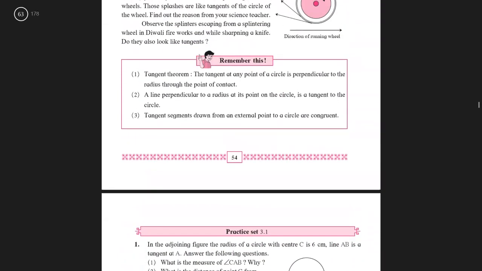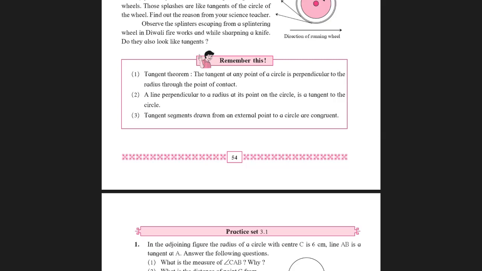before we start with the exercise, there are a few things to remember. Tangent theorem: the tangent at any point of a circle is perpendicular to its radius through the point of contact. A line perpendicular to a radius at its point on the circle is a tangent to the circle. Now this is the converse of the tangent theorem. Tangent segments drawn from an external point to a circle are congruent. So now these 3 points summarize all the different concepts that we learned before we do the exercise.